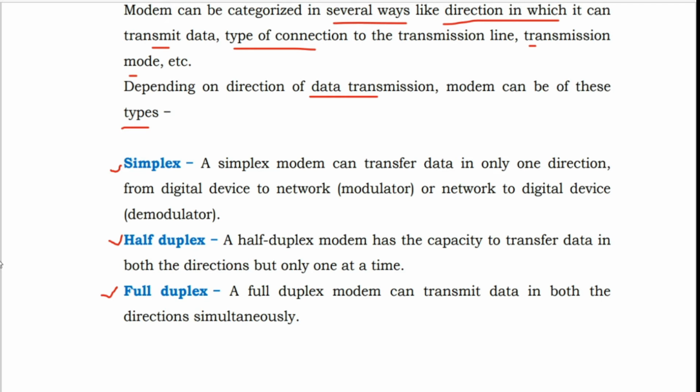A half duplex modem has the capacity to transfer data in both directions, but only one at a time. Compare with simplex, which transfers data in one direction only. In half duplex, data transmission takes place in both directions, but not simultaneously. If it is transferring data, it can only send; it has to wait in order to reply back. For example, you have a device called a walkie-talkie.